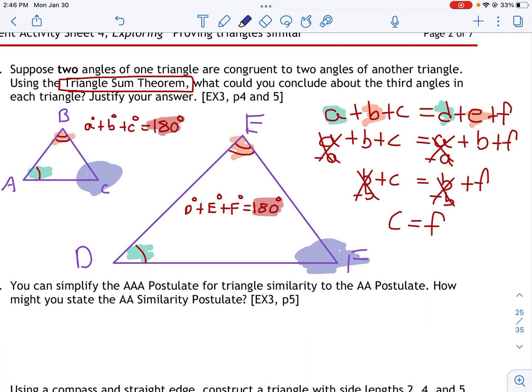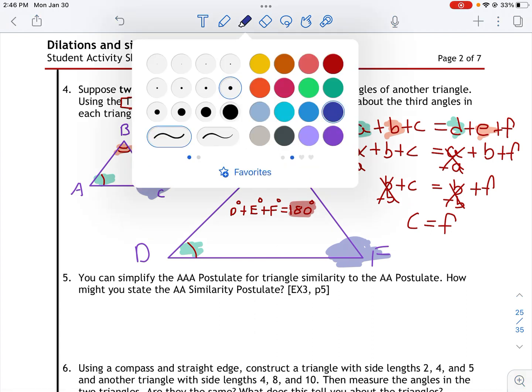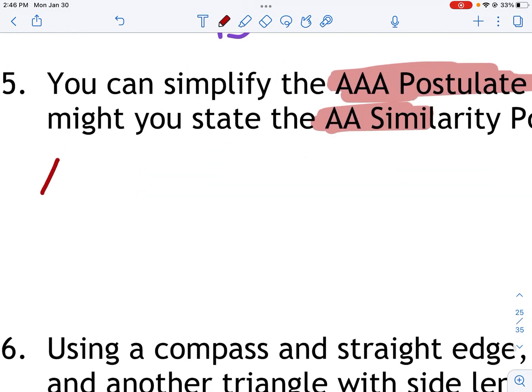So therefore, what can we conclude? If you have two angles of one triangle congruent to two angles of another triangle, we can conclude that the third angle is also congruent. So what does this all mean? What this means is, instead of using AAA, we can simplify it to just AA similarity. So let's write down the actual definition of AA similarity so that you guys can use it on your tests, on your proofs, and all that stuff.